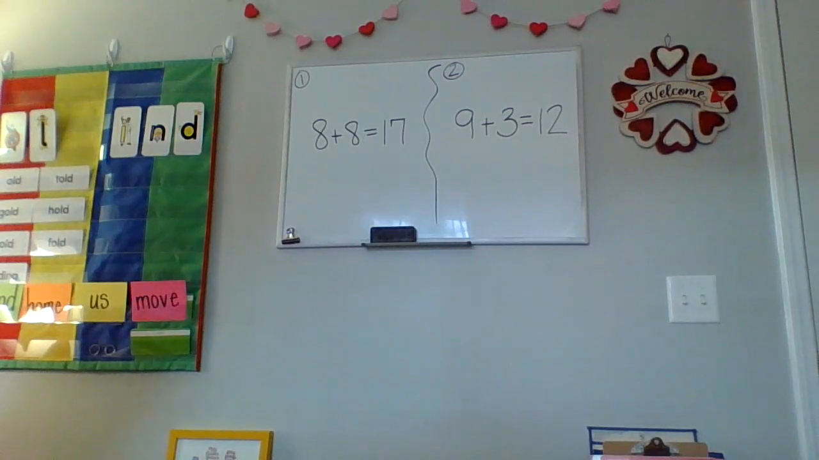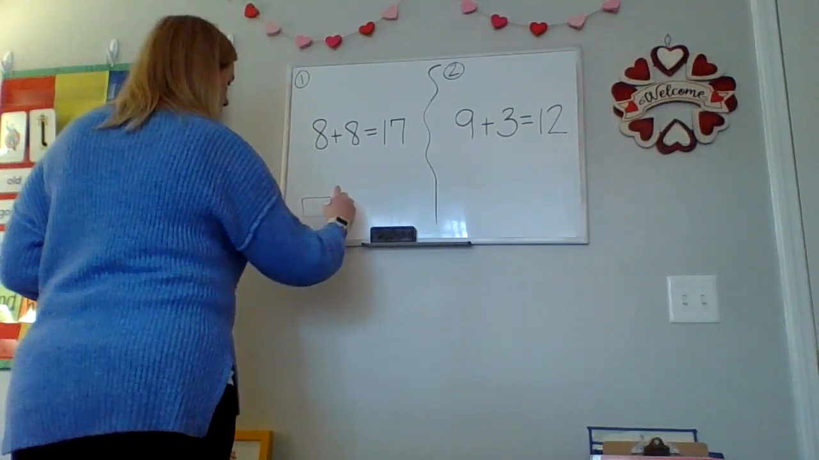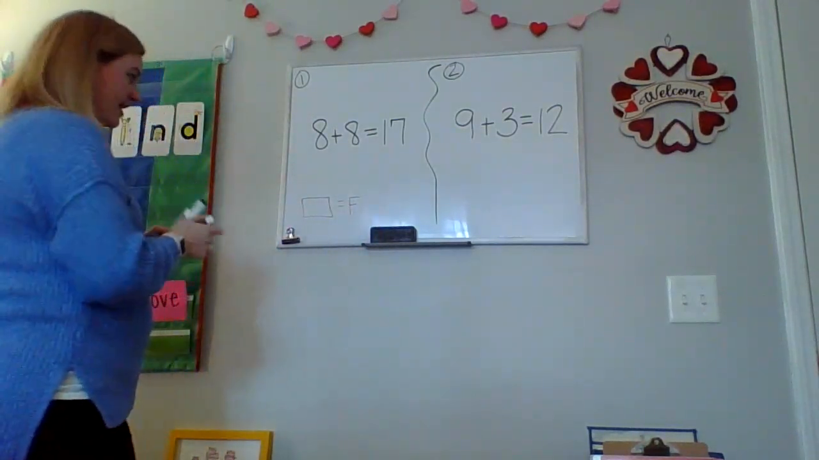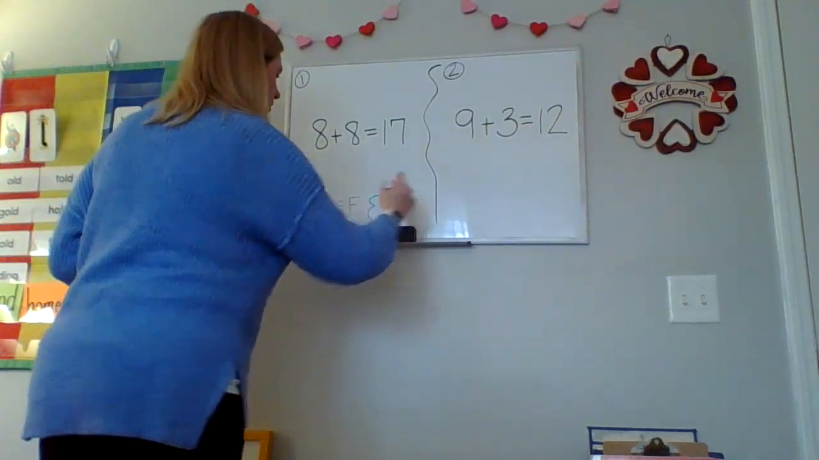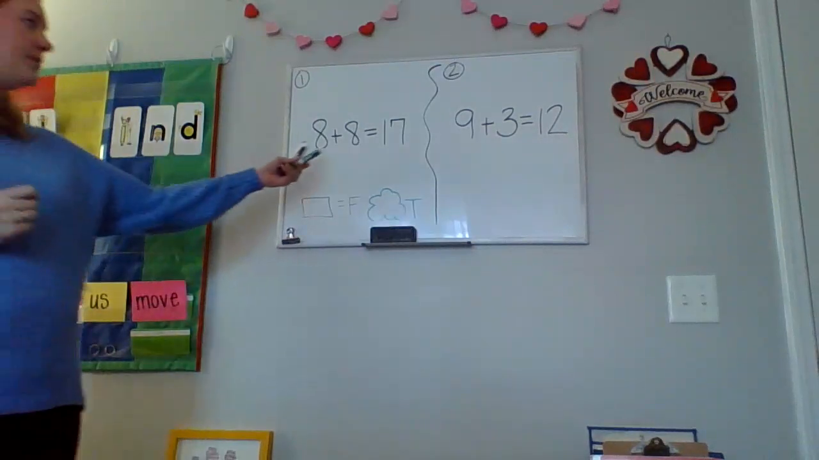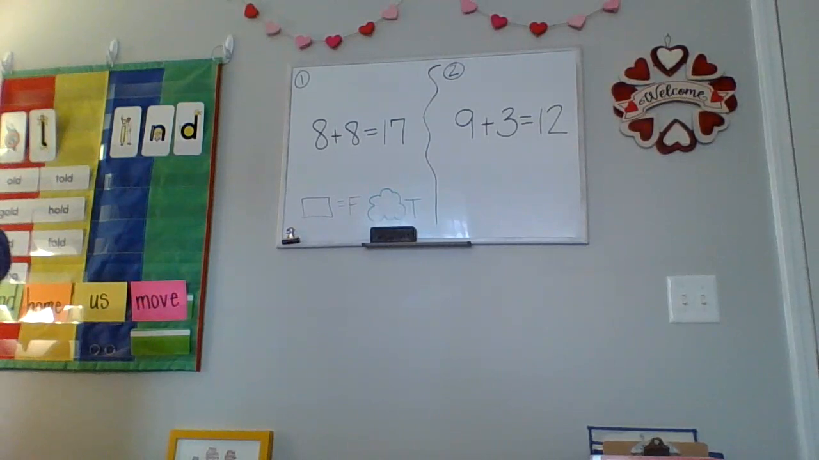When you're finished, give me your best stinky face. Miss Cooper, I actually forgot. What do you do if it's not correct? If it's false, we're drawing a box around it. If it's true, you're going to put like a cloud around it. You could also just put on your paper an F or a T. F for false, T for true. That works too.